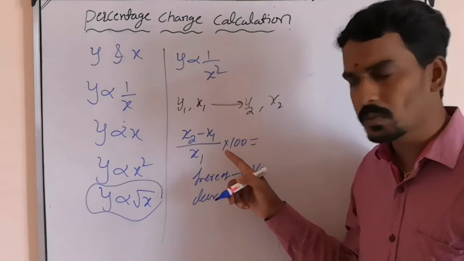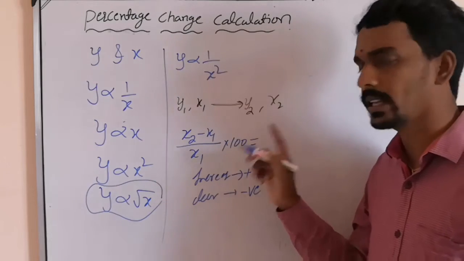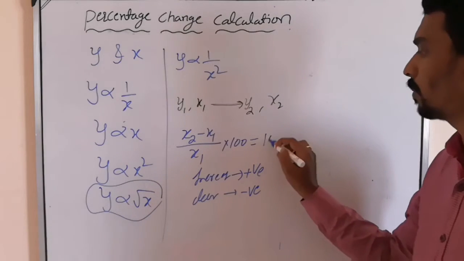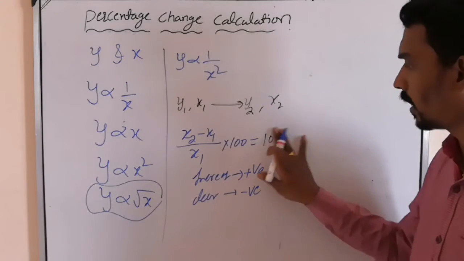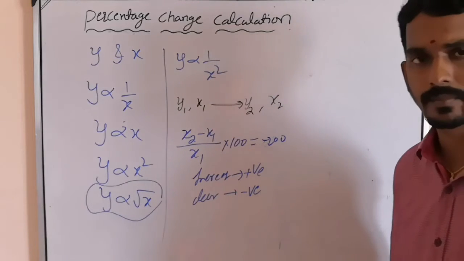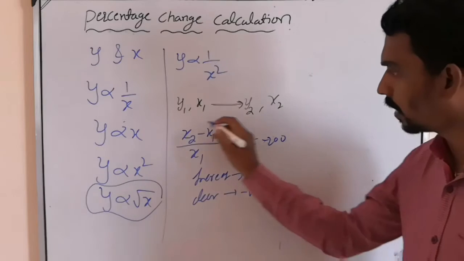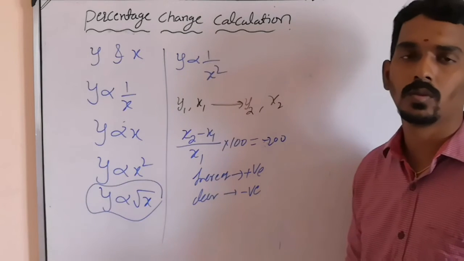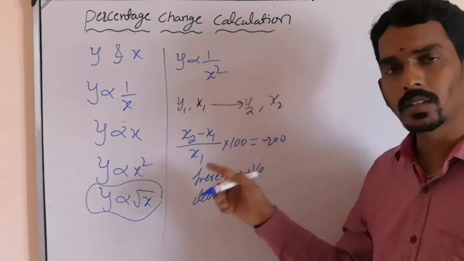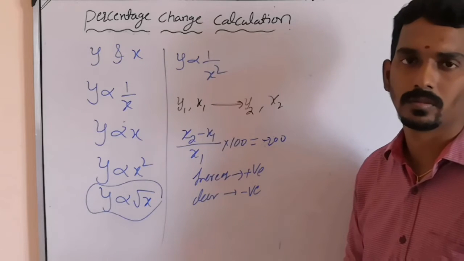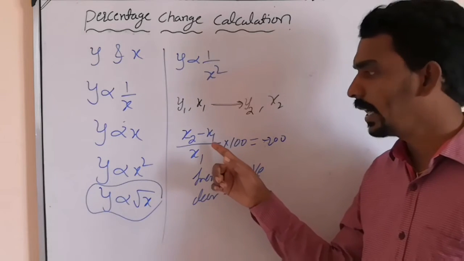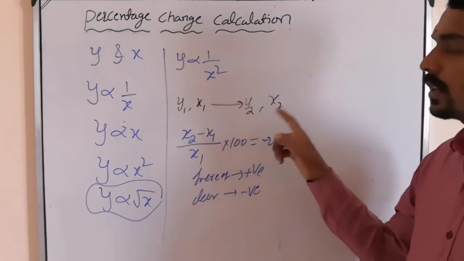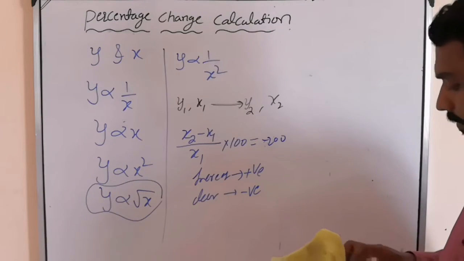But percentage change means what? Final minus initial by initial into 100. They will give something. Let's take suppose increased by 100, then you will take plus 100. Or decreased by 200, then you will take minus 200. So from here you will get the relation between x1 and x2. Then you can get the relation between y1 and y2. How? That is, see.